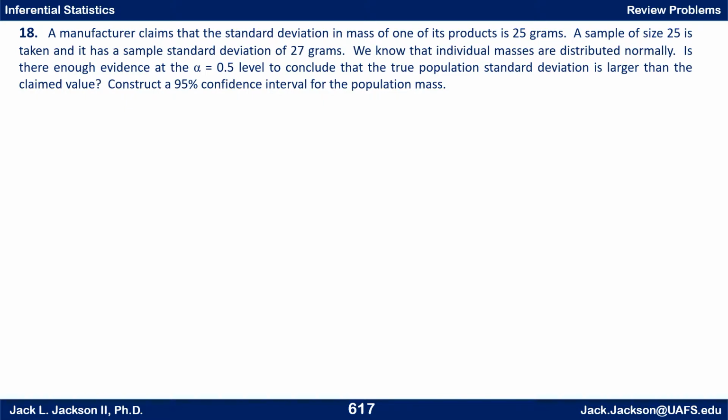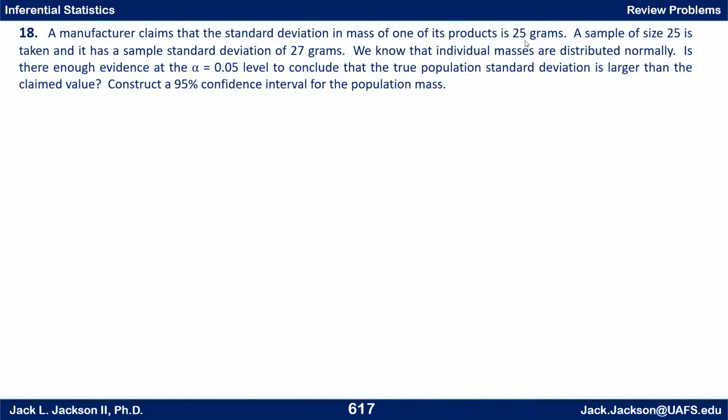0.5 level. I think we probably want 0.05 there. Alpha, of course, needs to be something small. We want to conclude, is there enough to conclude that the true population standard deviation is larger than the claimed value? Okay, now this is about standard deviation, not means. So if there's anything here about masses or whatever, about means, that's irrelevant. Let's see, we just need the standard deviations.